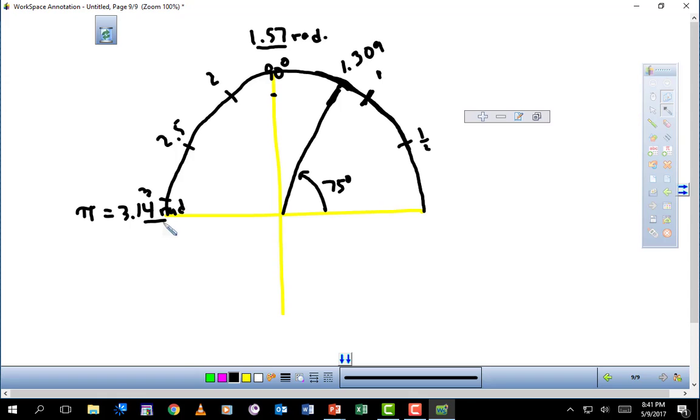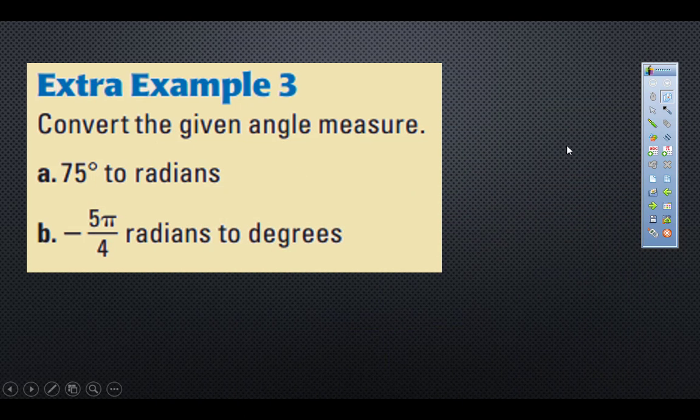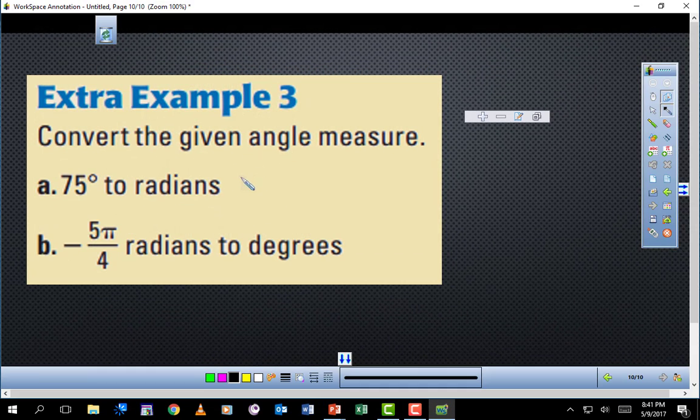Because 3.14 is a half circle. Does that sort of make sense? Okay, I know it's a little bit confusing at first. But we did the first one. The first one we found out is 1.309 radians.